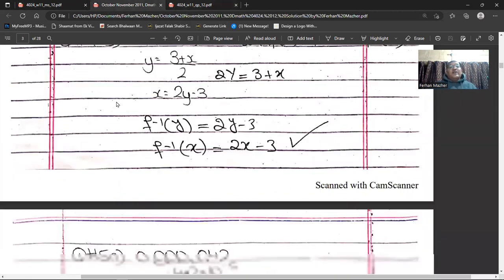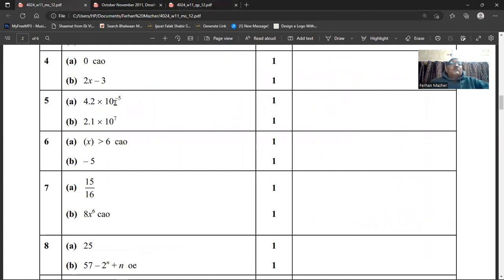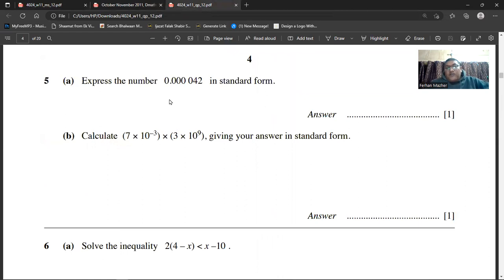So this is what we are going to do. It will be 4.2 expo minus 5, or in other words, some people say 4.2 into 10 to the power minus 5. 4.2 expo minus 5 is the right answer, sir. Simple, straightforward 1 mark question. B part, he says 7 expo minus 3 multiply 3 expo 9, giving your answer in the standard form.